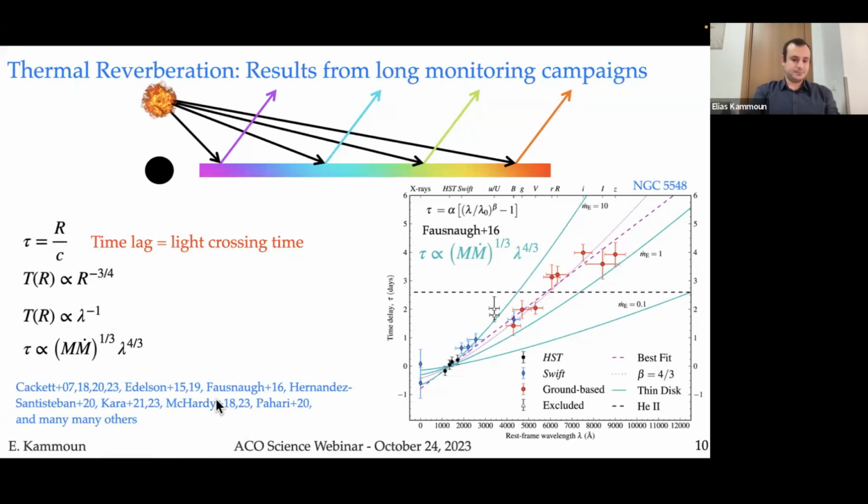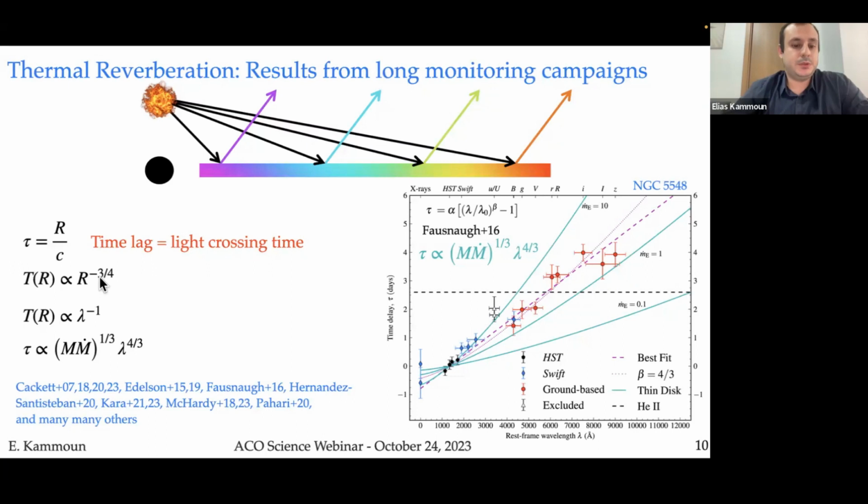And here I'm citing really just a few of the works that have been dealing with that, and we have now amazing data sets. And so practically the simplified image of that is that we have the corona here that is irradiating the disk, and then the X-ray photons will reach first this part and this part and then this part. And if we assume that the time lag is practically the light crossing time, we can estimate the radius at each part of the disk, if we simplify things using standard accretion disk models, the Shakura-Sunyaev model.